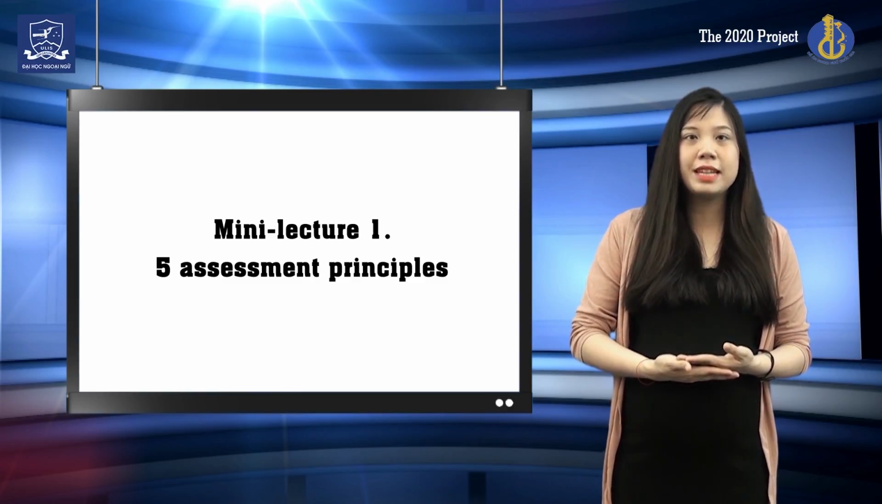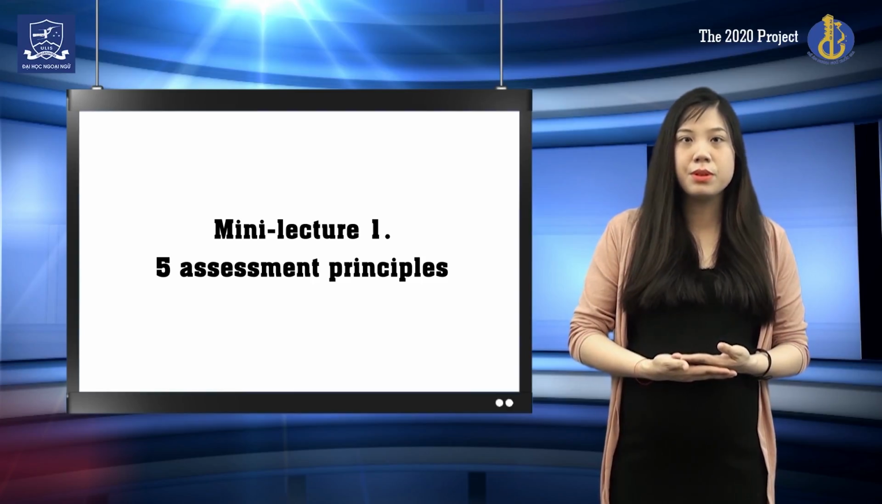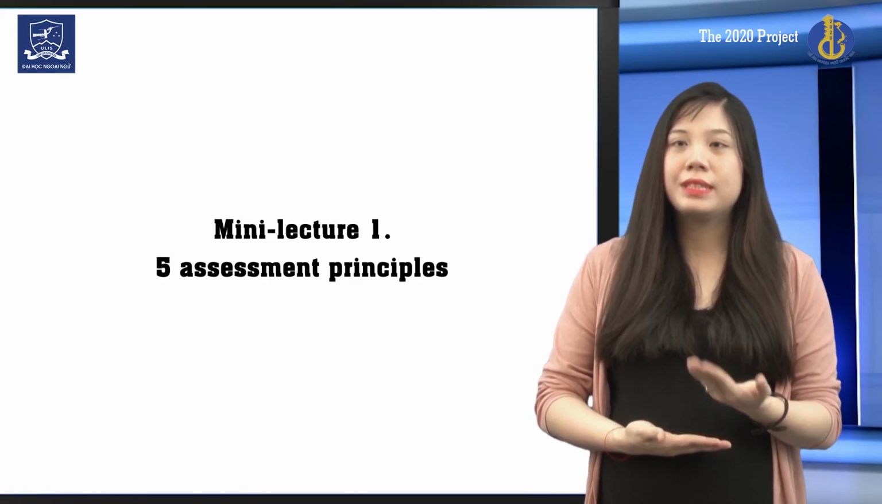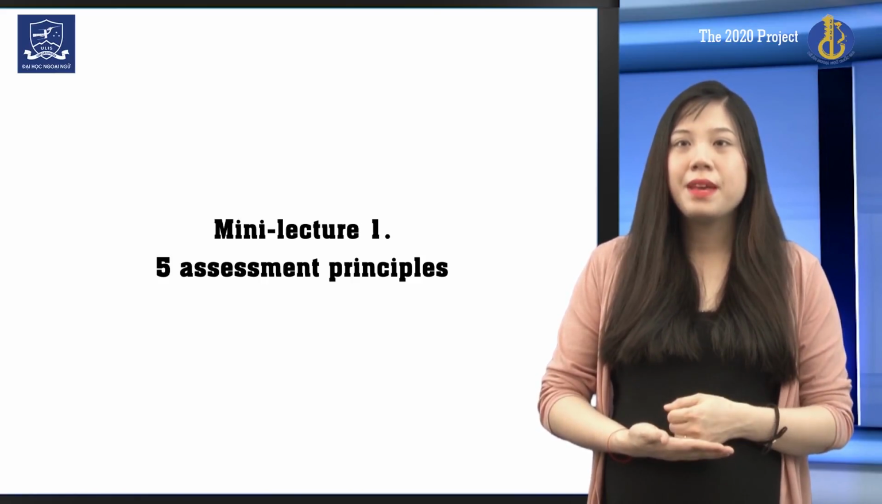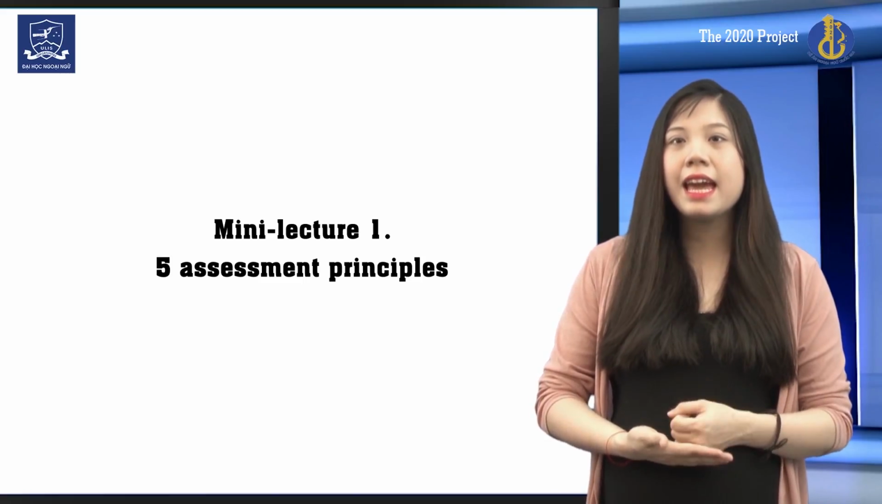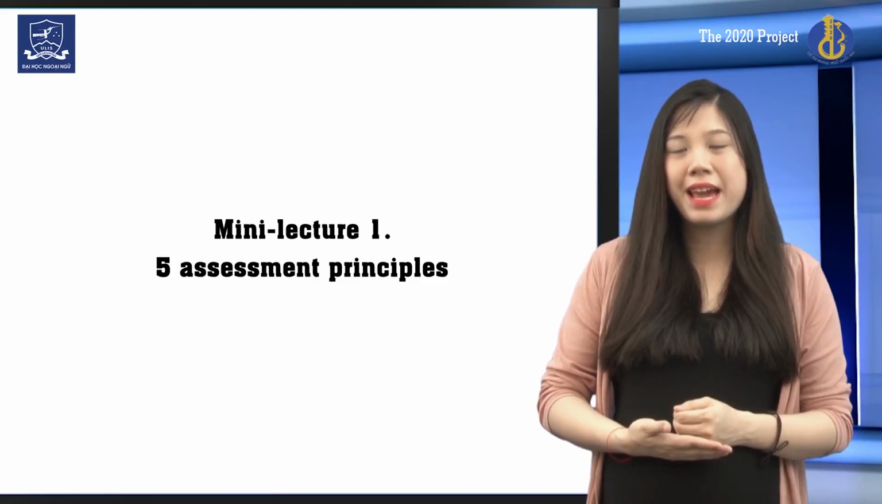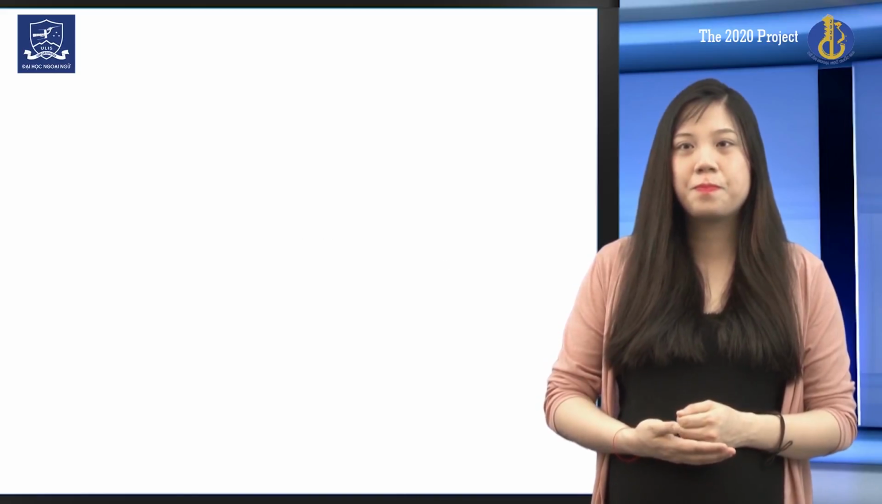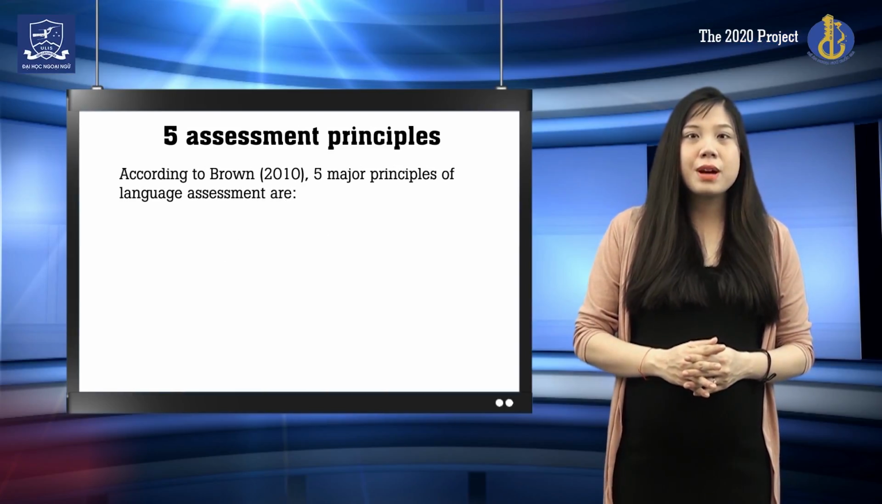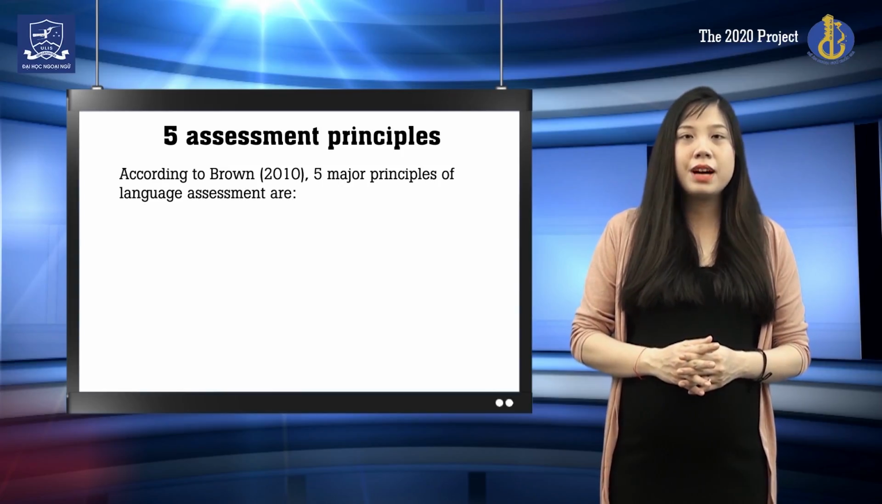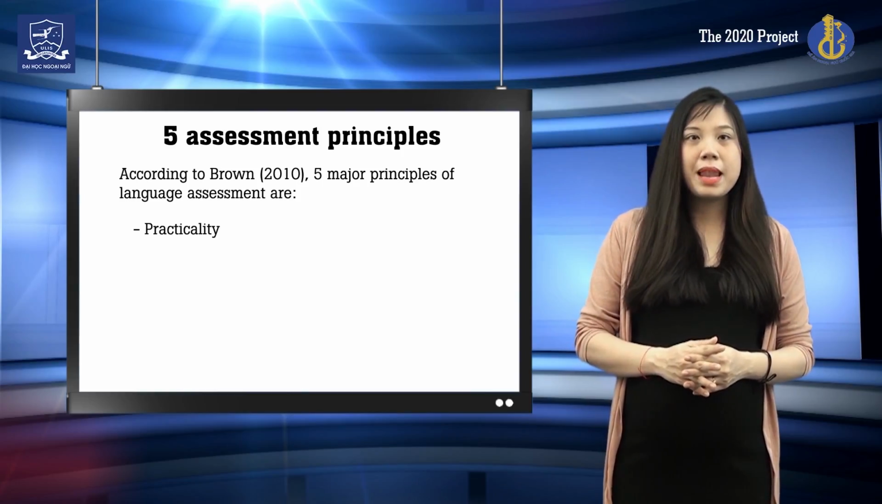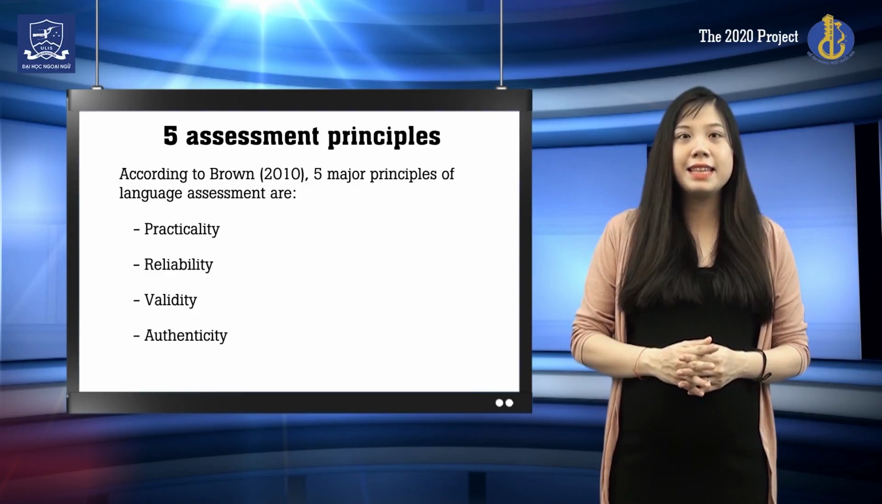These questions help to identify 5 cardinal criteria for testing a test: practicality, reliability, validity, authenticity, and washback. We will look at each one here. However, because all 5 principles are context-dependent, there is no priority order implied in the order of presentation. According to Brown in 2010, there are 5 major principles of language assessment, namely practicality, reliability, validity, authenticity, and washback.